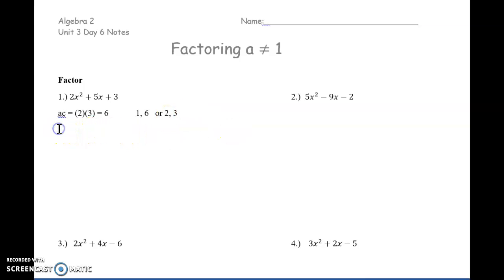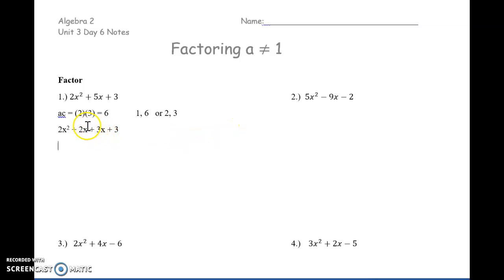All right, let's substitute those in. So we're going to take and substitute those for the b term. Remember, the a term and the c term stay like they are, and the b term is going to change. So I've got 2x squared. And now, instead of plus 5x, I'm going to put plus 2x plus 3x, and then the c term stays the same, plus 3.